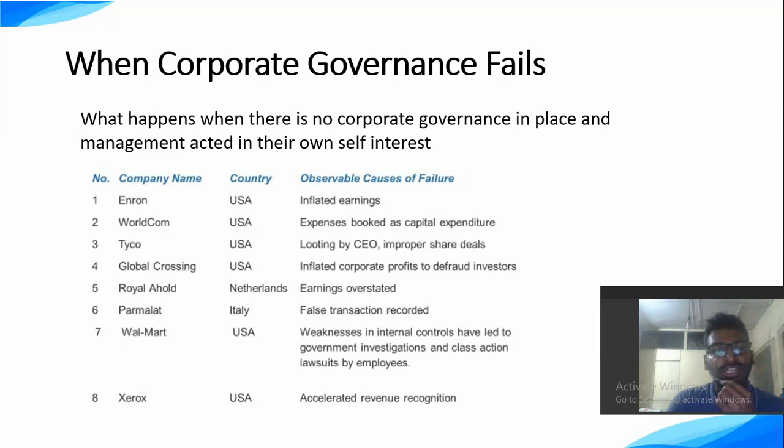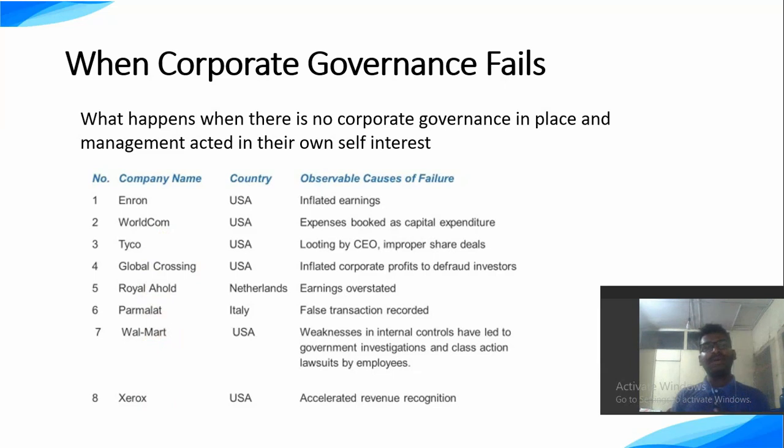And the auditors, one of the crucial parts of this scandal, were decommissioned in the sense that they lost their license to practice and the Andersen firm was closed down. Similarly, WorldCom, Tyco, Global Crossing, Royal Ahold, Parmalat, Walmart and Xerox were world-class examples where the managers did not act in the common interest of the company but in their self-interest.